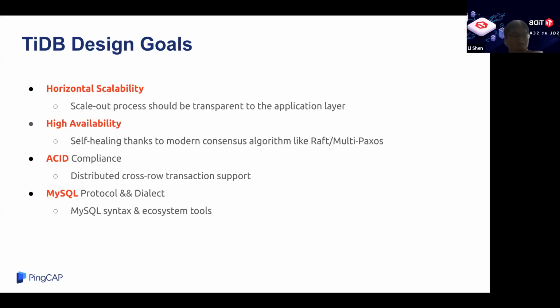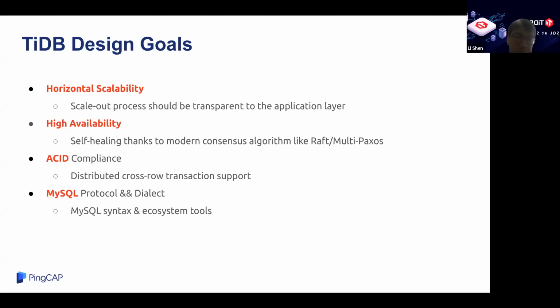And the second one is high availability. As a distributed database, there are many nodes in one cluster. So you may meet the situation that some of the nodes are unavailable. For example, you are doing a rolling update. Yeah, so we need to have high availability for the cluster.